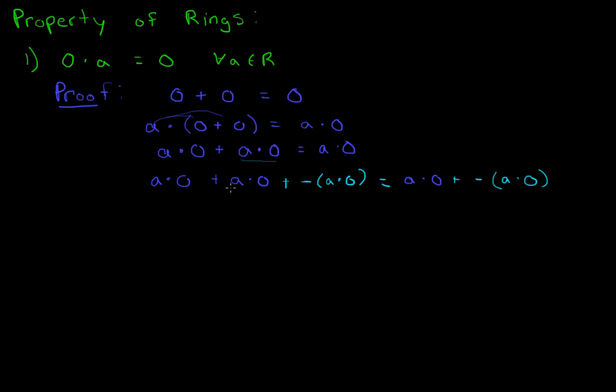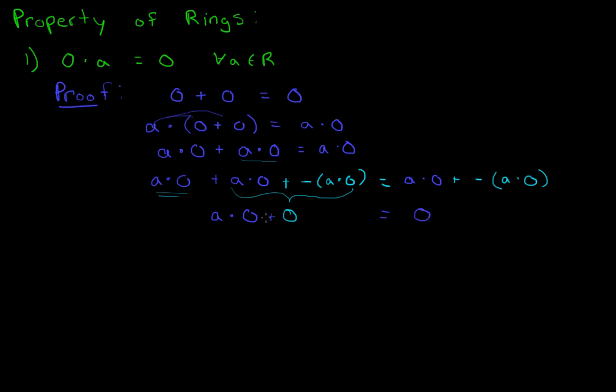Now, we have an element here, and then we added its additive inverse to it. So by the definition of an additive inverse, this is our additive identity, which is 0. So we still have this thing here, a times 0, plus, equals, and again here, we've taken an element and added its additive inverse to it. So this is going to give us the additive identity, which is 0.